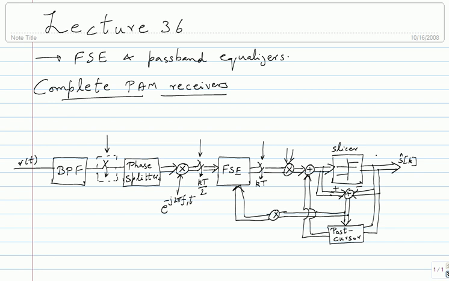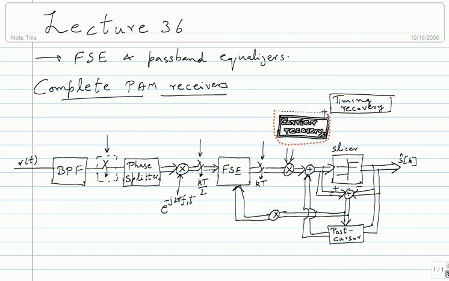Now the input and output of the slicer should also be available to two blocks. I'm going to call the first one the carrier recovery block. It sits here. Then you have a timing recovery block which sits here. Let me see, I think the carrier recovery block has moved a little bit to the right. Oops. Okay, that's better.